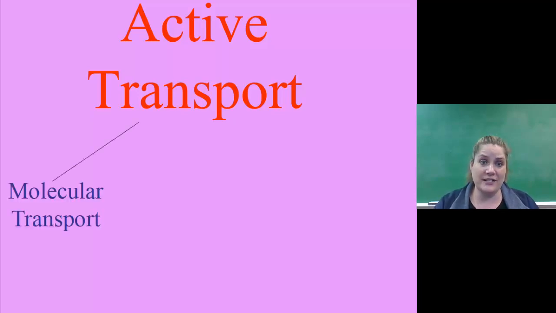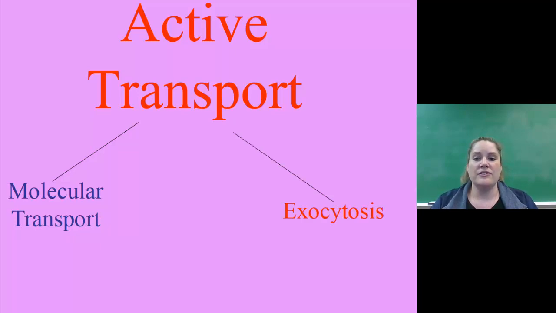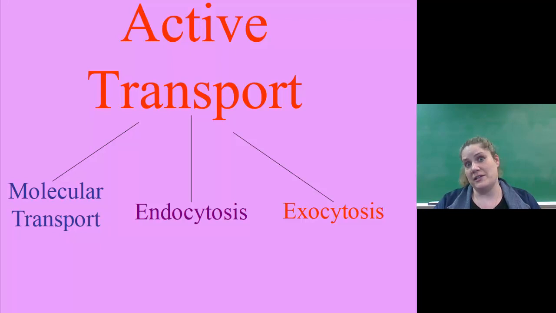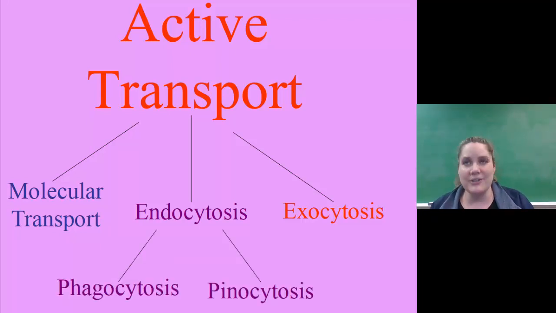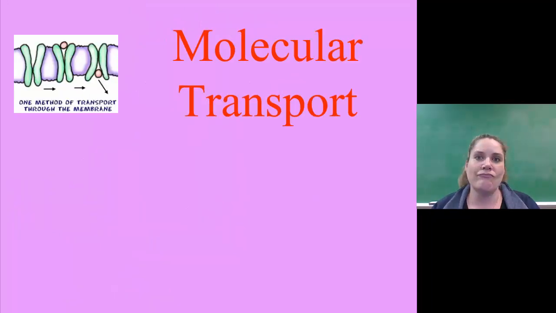There are a couple different kinds of active transport. There's molecular active transport. There's something called exocytosis. And there's something called endocytosis. And endocytosis comes in two kinds too. Endocytosis has phagocytosis and pinocytosis. Okay, these are all words you should be able to say. Molecular active transport, endocytosis, exocytosis, phagocytosis, pinocytosis.